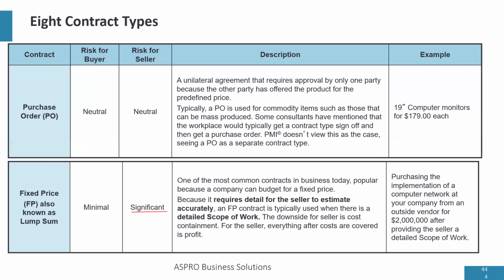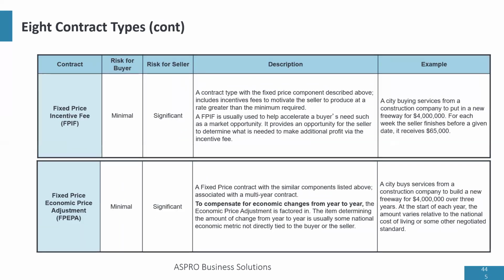Now we have another variation of fixed price. It's called fixed price incentive fee. And what does fixed price incentive fee mean? Fixed price incentive fee means that the buyer is going to fix the price for the seller, but also adds an incentive to motivate the seller to work faster. So the buyer decides both the fixed price and the incentive fee.